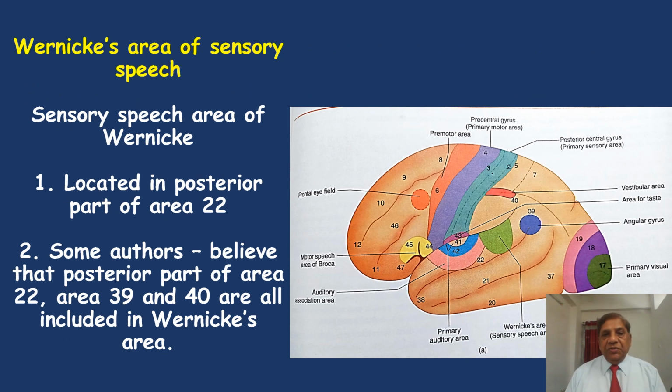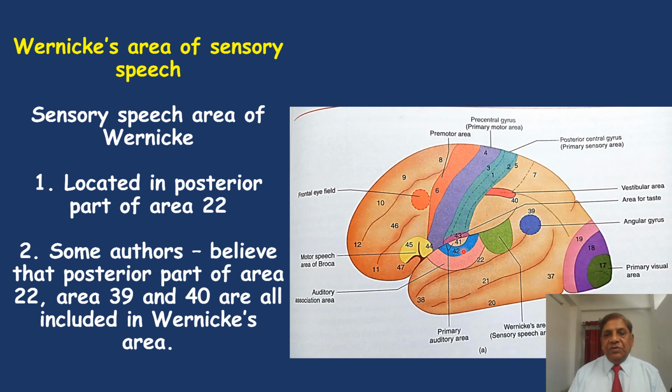Now let's come to the Wernicke's area for sensory speech. Just a few words about this area. As I said, it is located in the posterior most part of area 22, which is the association cortex for auditory areas 41 and 42.